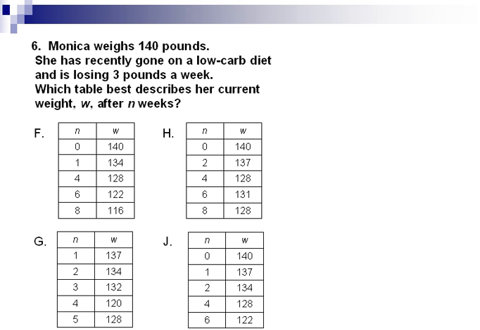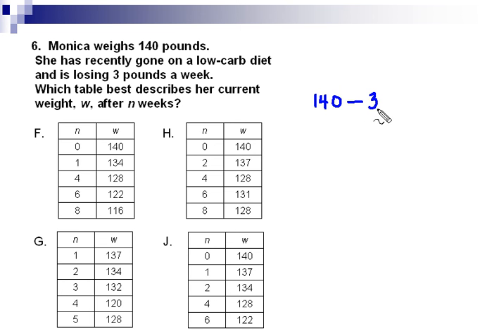Problem number 6. Monica weighs 140 pounds. She has recently gone on a low-carb diet and is losing 3 pounds a week. Which table best describes her current weight, W, after N weeks? To begin this problem, we have to write an equation for what's going on in the problem. When we think about this, Monica starts at 140 pounds. She is losing weight, so that means we're going to subtract 3 pounds a week.